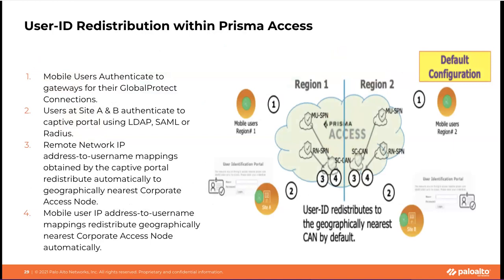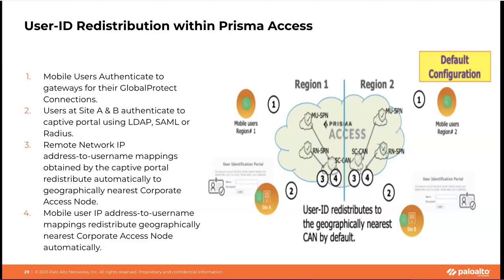User ID redistribution within a Prisma Access. We're considering a scenario here. In this example, we can see mobile users authenticate to the gateways for their GlobalProtect connections. Users at site A and B authenticate to the Captive Portal using either LDAP, SAML, or any RADIUS server. Remote network IP address to user mapping obtained by the Captive Portal is redistributed automatically to the nearest corporate access node or service connection. Mobile users' IP addresses to username mapping are redistributed to the geographically nearest service connection automatically.